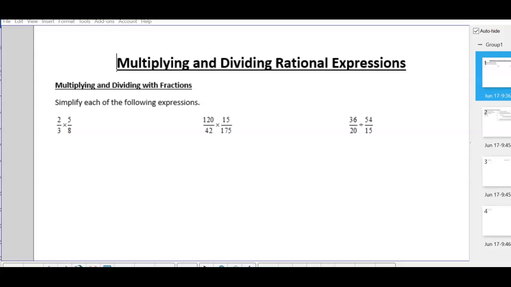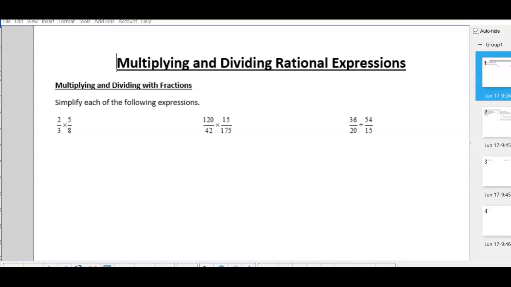Okay, so we've learned how to simplify rational expressions, so single rational expressions, and talk about their non-permissible values. Now we want to learn how to multiply and divide. It's very similar to multiplying and dividing fractions, so that's what we're going to practice here. It says simplify each of the following expressions, so it's multiplication.